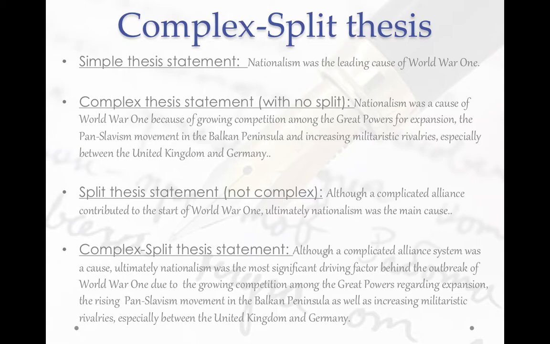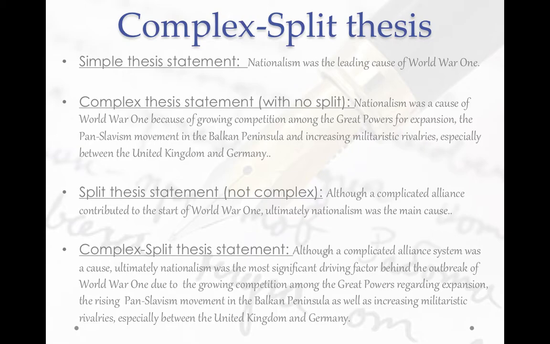A complex thesis statement without a split is when you give the examples, but you don't have that early part where you're giving credence to another argument. So an example: nationalism was a cause of World War I because of growing competition among the great powers for expansion, the Pan-Slavism movement in the Balkan Peninsula, and increasing militaristic rivalries, especially between the United Kingdom and Germany. And that is a decent argument, and you could get credit for it. But we want to make this a stronger argument. We want to make this something that no one can question. And again, since you're being assessed on your argumentation skills by the College Board, it's a really important factor.